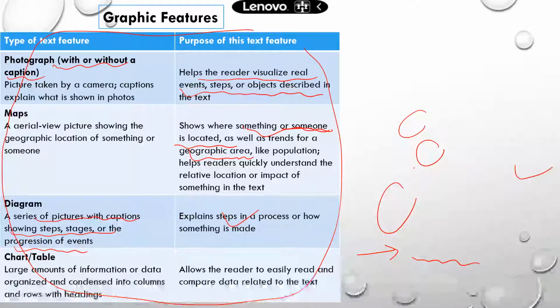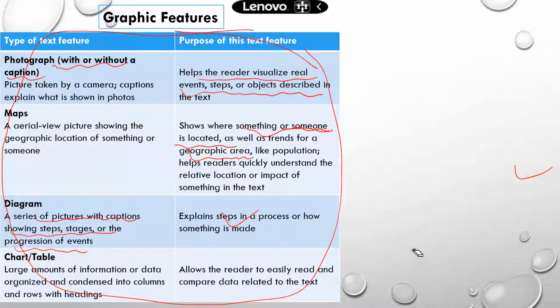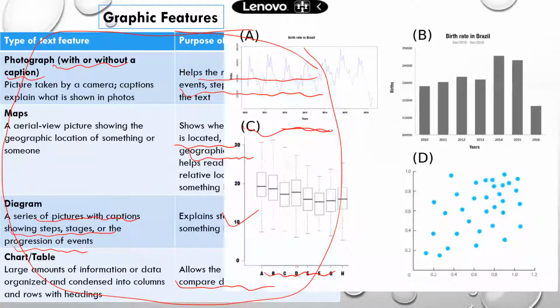So last is a chart or a table. I have a table right here. That's an example table. I also have an example of a chart. So again, a chart or a table allows the readers to read very easily and compare data related to the text. It has all the data in one place, so it's very easy to compare the data.